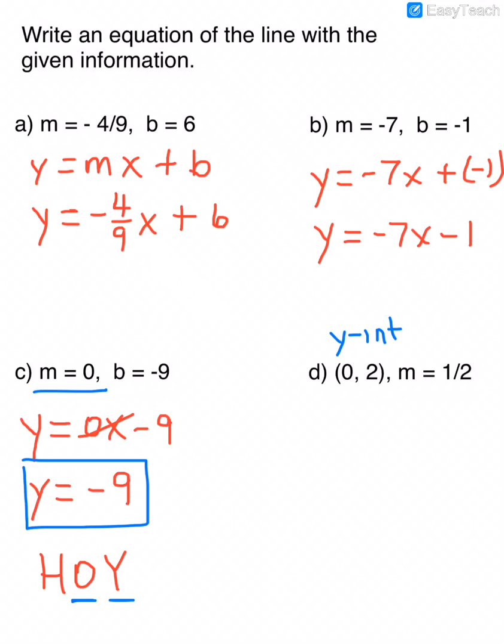So, now that we know that that's the y-intercept, we can use slope-intercept form. y equals m, which is 1/2, x plus my y-intercept, which is 2. And that's it.